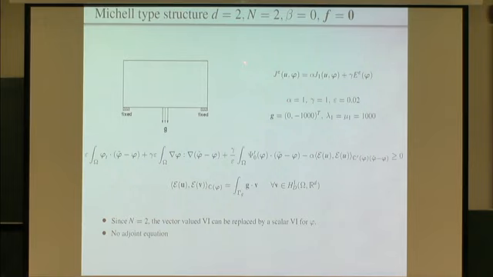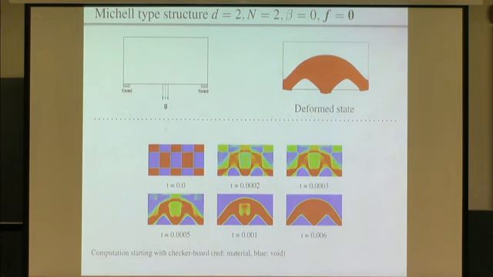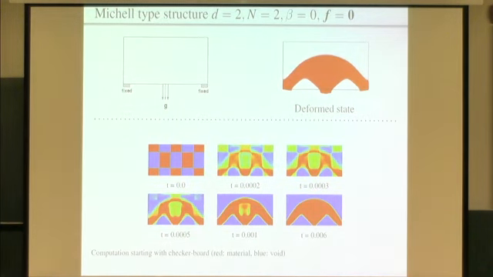It's not multi-material. We set beta to be 0, body forces to be 0, and we solve the following problem. Because n is equal to 2, the vector valued variational inequality can just be replaced by a standard scalar variational inequality. And as I mentioned, we don't have an adjoint equation in this case. We get the following solutions, this bridge type structure.